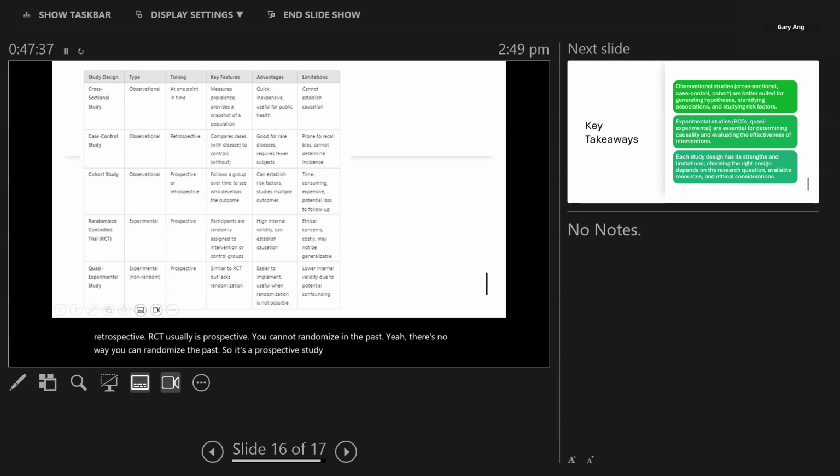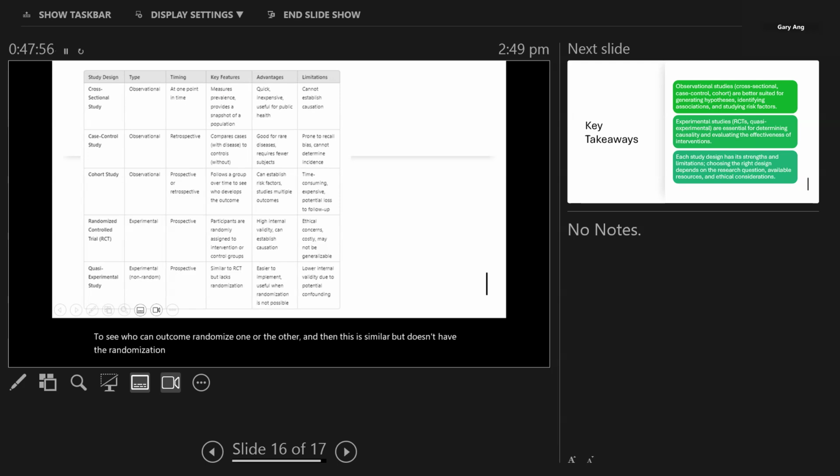So in general, for a prospective study, I think the evidence is stronger because there's less recall bias. Key features: you can measure prevalence, compare case and control, and then you can follow up a group to see who gets the outcome, randomize one or the other, and then this is similar but doesn't have the randomization.